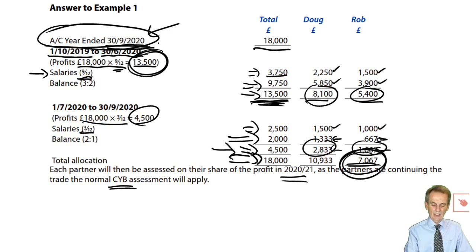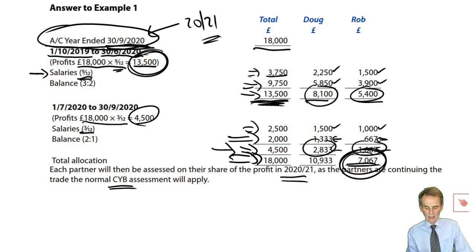What tax year does that fall in? That falls in the 2021 tax year. So that is our year of assessment. So to the income tax computations of each of Doug and Rob respectively, we will take a tax adjusted trading profit of £10,933 and then £7,067 respectively. Okay, have a check back through that, make sure that you are happy with it before we continue on to the next issue that needs to be dealt with.